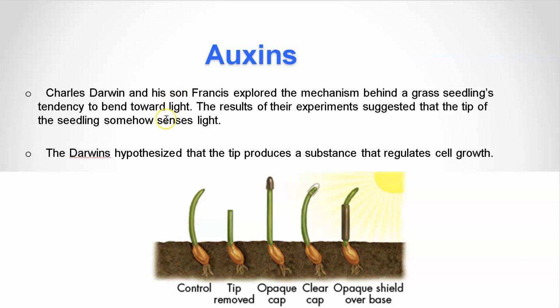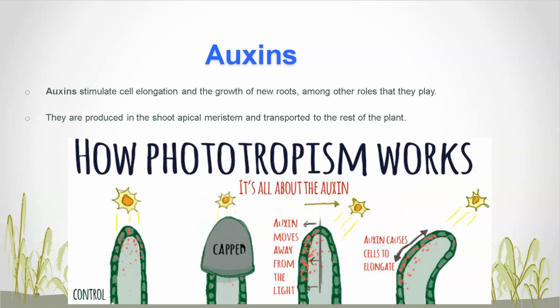Charles Darwin and his son Francis, love it, explored the mechanism behind a grass seedling's tendency to bend toward light. Again, Charles Darwin of natural selection fame. I love it that he's outside with his son. That's awesome. The results of their experiments suggested that the tip of the seedling somehow senses light. If you've ever seen a plant growing towards a light, how in the world does it do that? Darwin hypothesized that the tip produces a substance that regulates cell growth. What is it? This is known as auxin. Auxin is a hormone that stimulates cell elongation and growth of new roots.